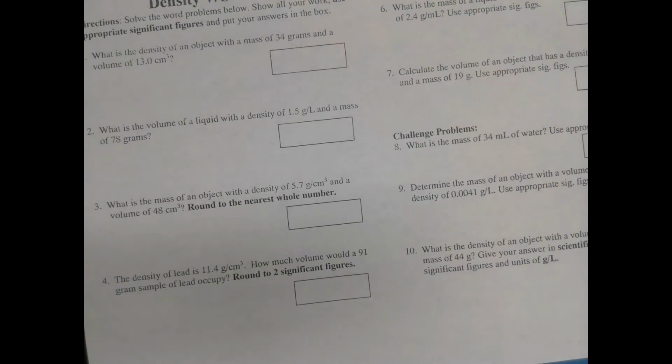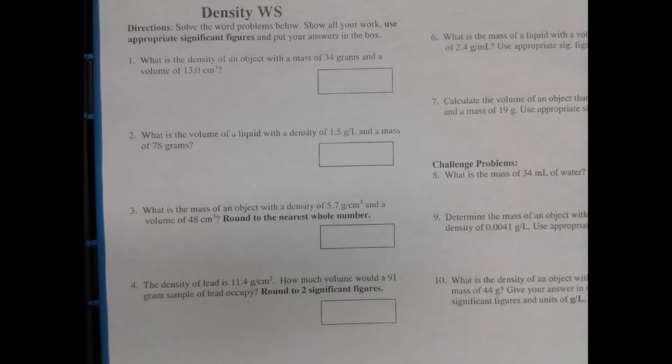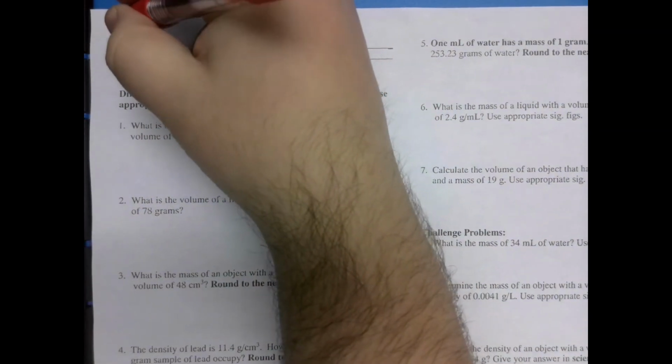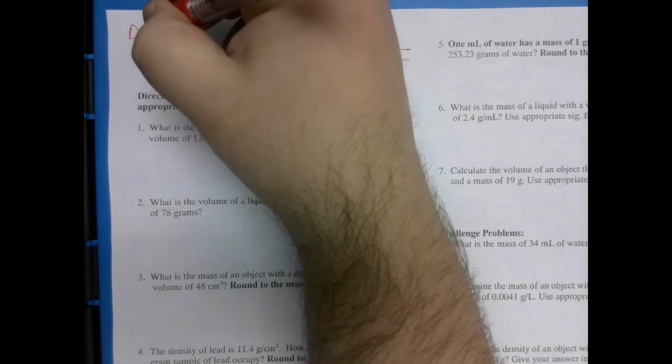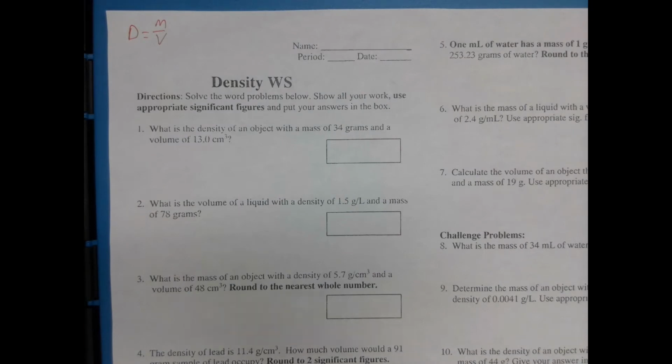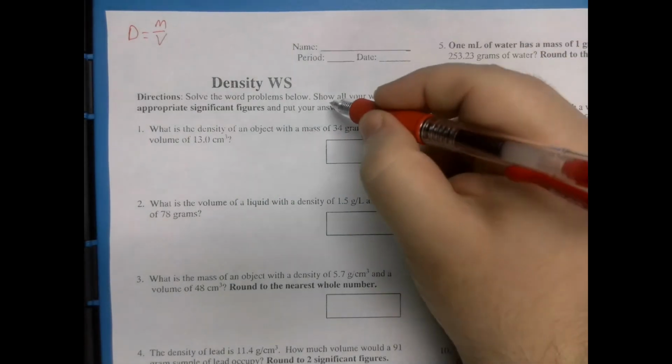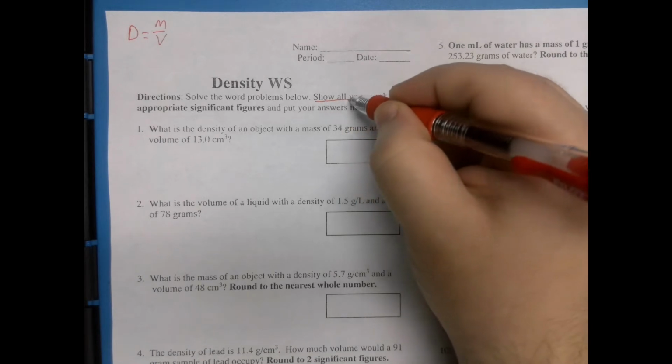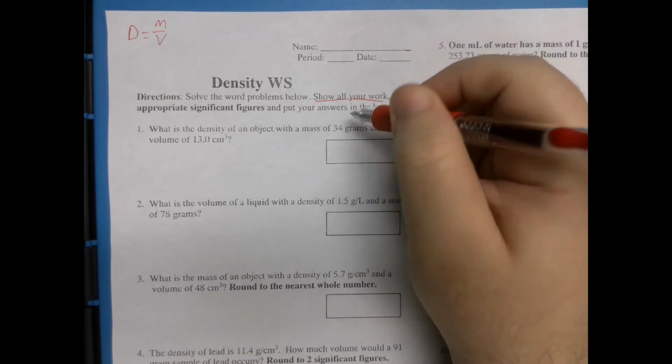Alright, I want to go over the density homework because almost everyone missed it. Remember that density is equal to mass divided by volume. So, make sure you read instructions. 1. You need to show work on everything. If you just hand in a number, I'm not going to accept it anymore.